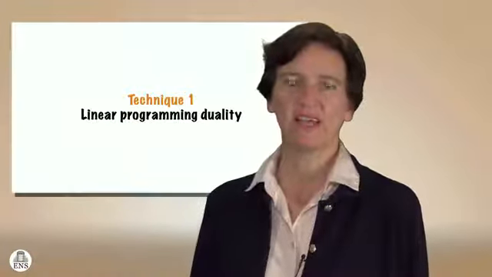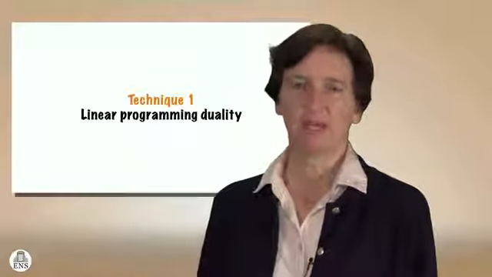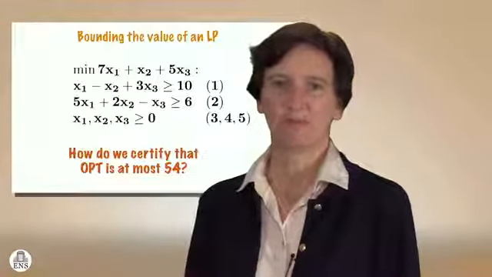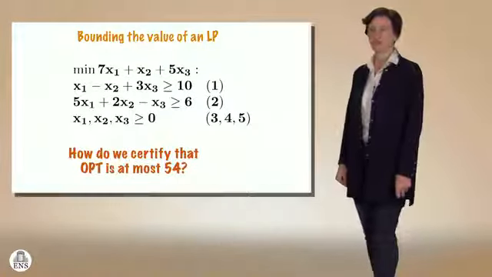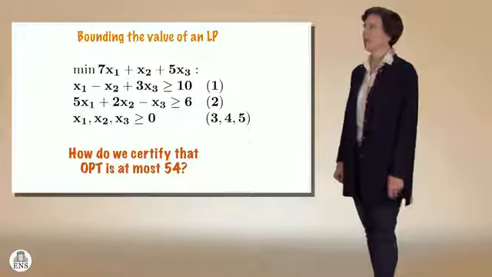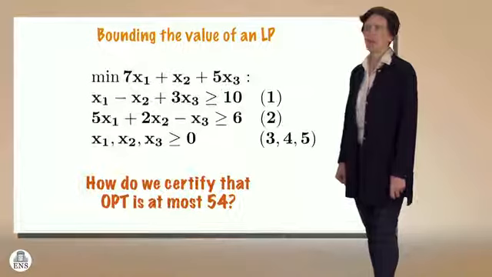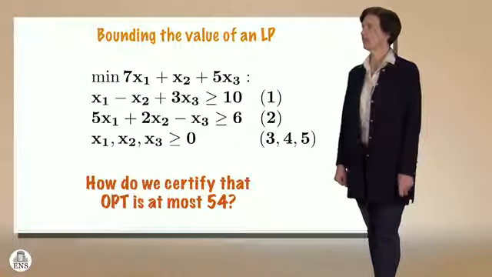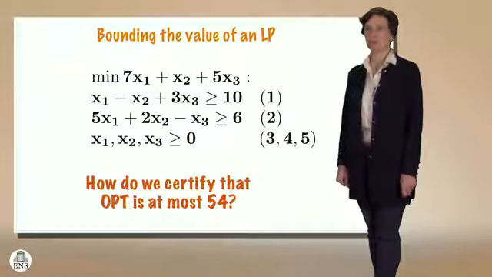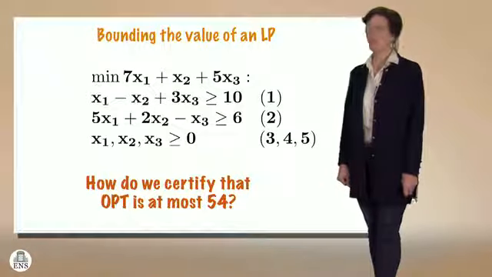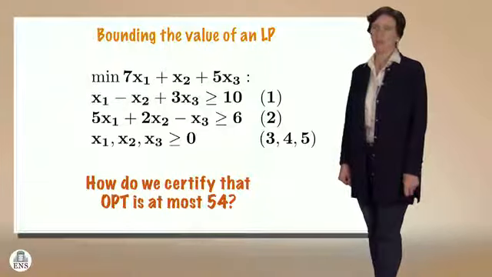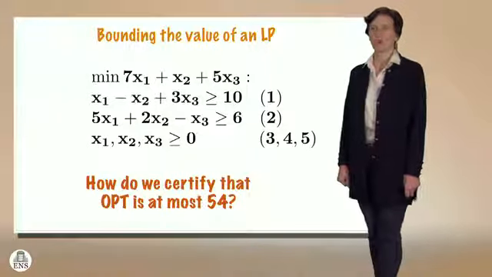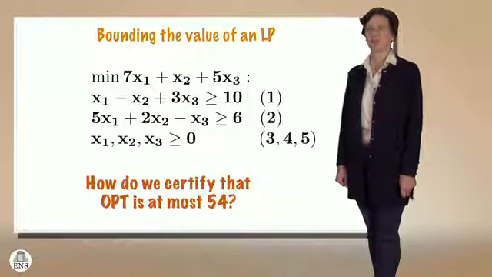Linear programming duality, let's do it by example. Let's start from a particular linear program. Here it is. I borrowed this example from Vazirani's textbook on approximation algorithms. Minimize a function of three variables, x1, x2, x3. 7x1 plus x2 plus 5x3 is the objective. And we have two constraints. x1 minus x2 plus 3x3 is at least 10. 5x1 plus 2x2 minus x3 is at least 6. Plus the non-negativity constraints. x1, x2, and x3 cannot be strictly negative.